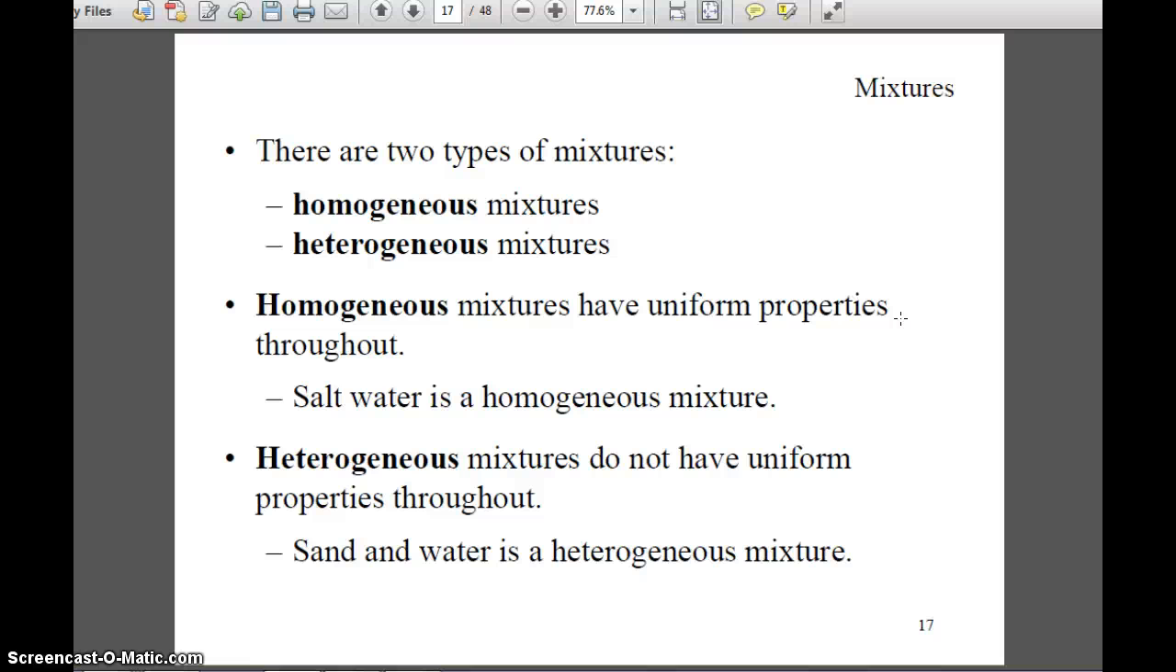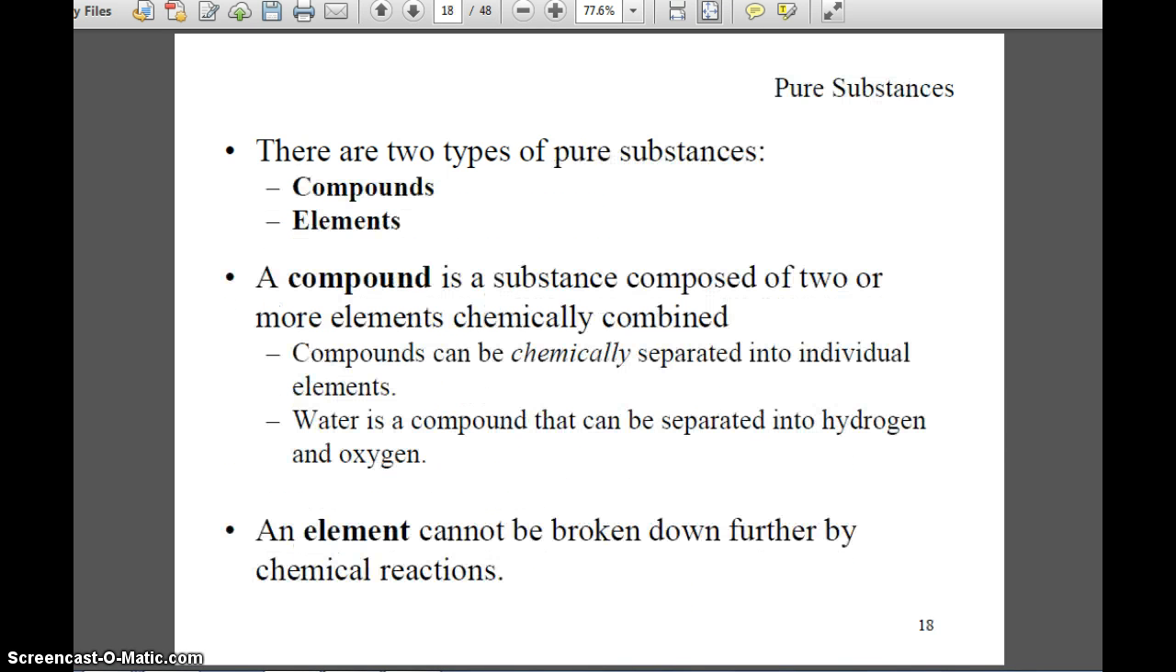Now, if you consider something like sand and water, there is a region that contains sand and a region that contains water. So if you allow it to settle down, the sand basically settles at the bottom, and you can simply filter it or decant it to be able to separate the sand from the water. And this will be called a heterogeneous mixture, because in this case we are able to actually see the region that is rich in sand and the region that is rich in water. So we call this a heterogeneous mixture.